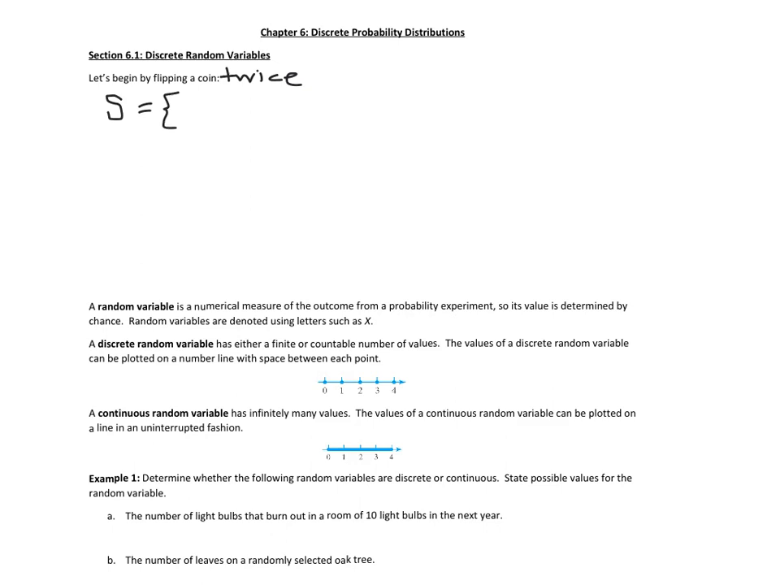Well, we could get 2 heads. We could get 2 tails. We can get 1 head, then 1 tail, or 1 tail and then a head. So there's 4 outcomes in our sample space. And again, how I have this written, these are qualitative variables.